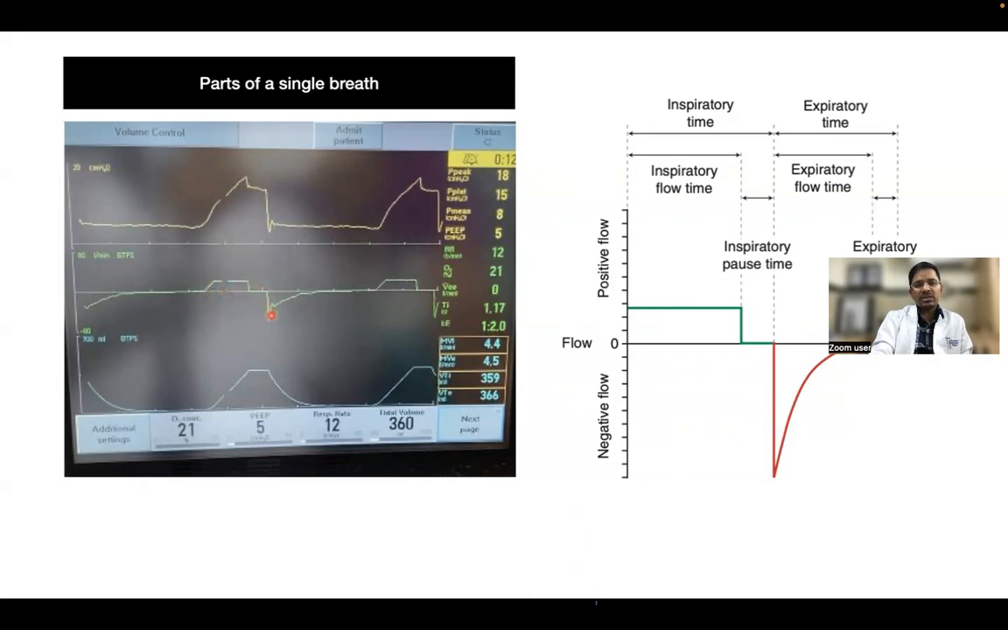Then there is expiration, which is the negative deflection in positive pressure ventilation. And then it touches the baseline. After that, there is a pause of flow. There is no flow, so this is the expiratory no-flow zone. This is the inspiratory no-flow zone. Normally, we measure P plat, or plateau pressure, at this level.